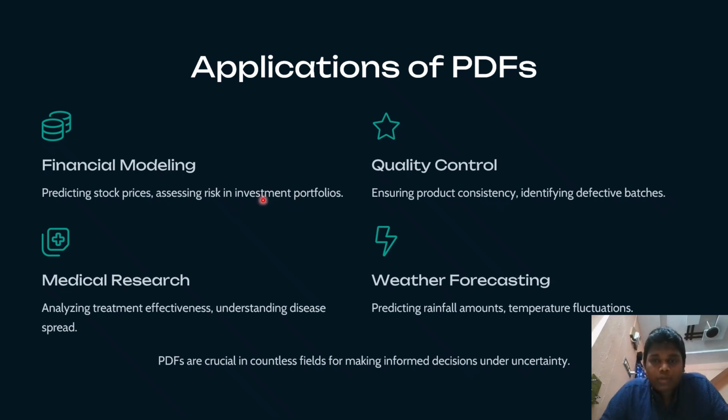Applications of probability distribution functions. Financial modeling: predicting stock prices, assessing risks in investment portfolios. Quality control: ensuring product consistency, identifying defective batches. Medical research: analyzing treatment effectiveness, understanding disease spread. Weather forecasting: predicting rainfall amounts, temperature fluctuations. PDFs are crucial in countless fields for making informed decisions under uncertainty.